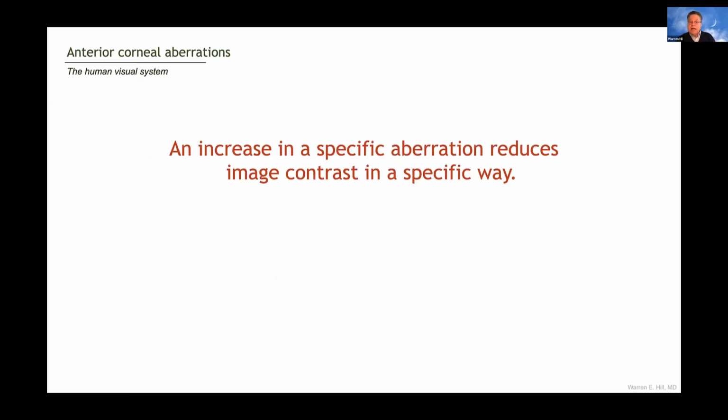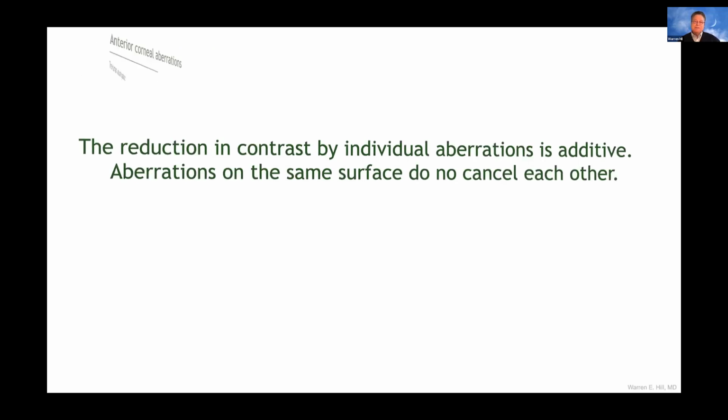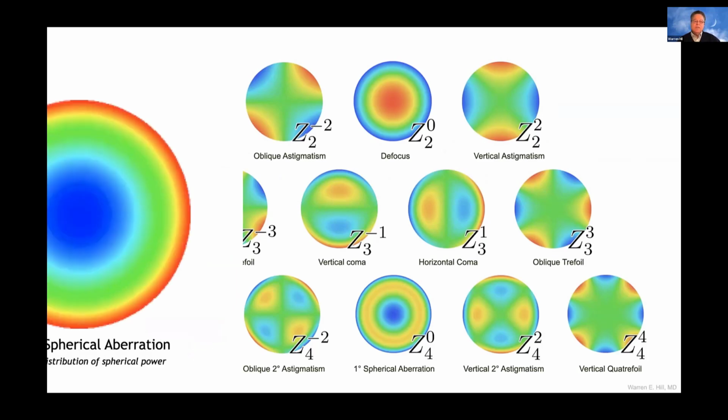So an increase in a specific aberration reduces image contrast, and that's what aberrations do. They reduce image contrast, and from the patient's point of view, they decrease the visual quality. And a reduction in contrast by an individual aberration is additive. Aberrations on the same surface don't cancel each other out, and that's a common misconception. So these are the basic Zernike coefficients. Defocus, vertical and oblique astigmatism is what I have in my glasses. Those are second order aberrations. And the aberrations we're going to talk about tonight are mostly vertical and horizontal coma and spherical aberration. And most of you already have a pretty reasonable understanding of what these are.